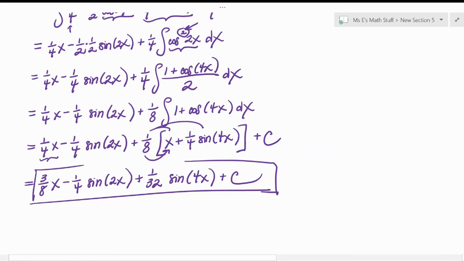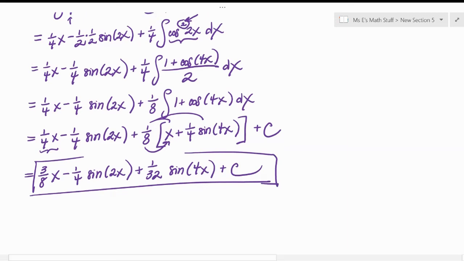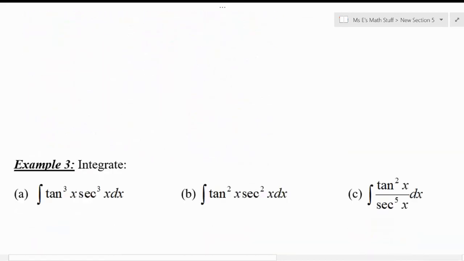All right, so now you'll know what to do if you have an integral and it just has either sine or cosine to an even power inside. Use a move like that.